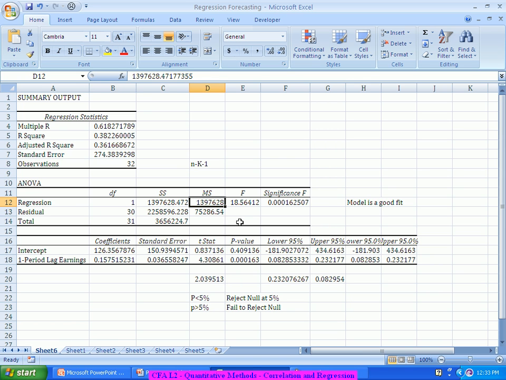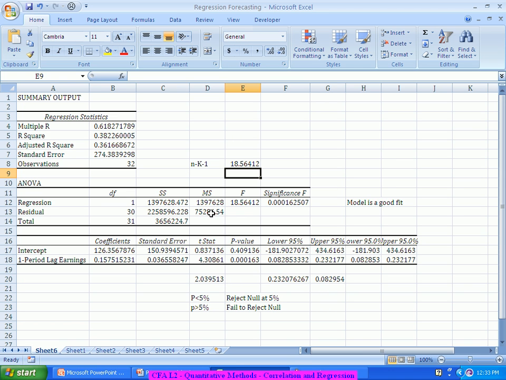Now to arrive at my mean sum of squares, I am doing 1397 divided by 1 and 22,000 divided by 30. So this is the mean sum of squares for regression. This is the mean sum of squares for residual. Then I am doing an F-test. F-test is nothing but the variance of the first one divided by the variance of the second one. So I am taking 1397 divided by 75,000, which is giving me 18.56.